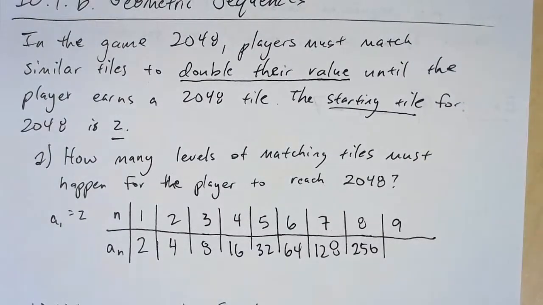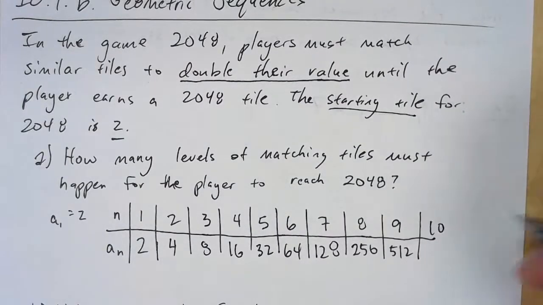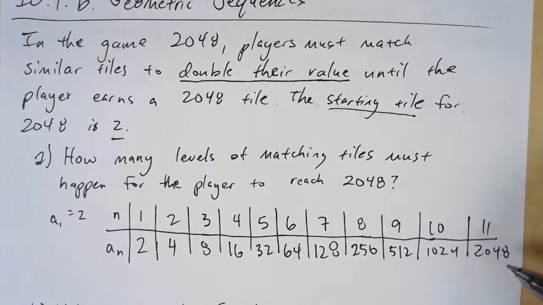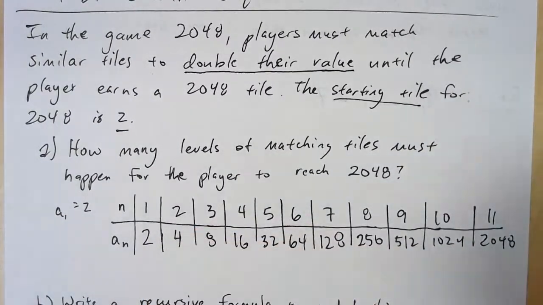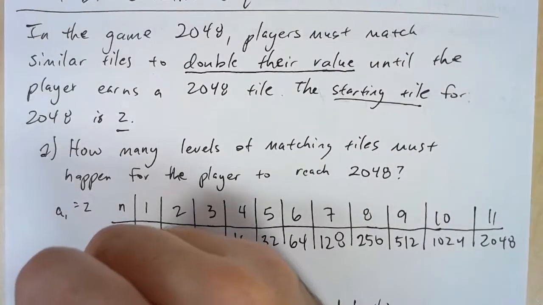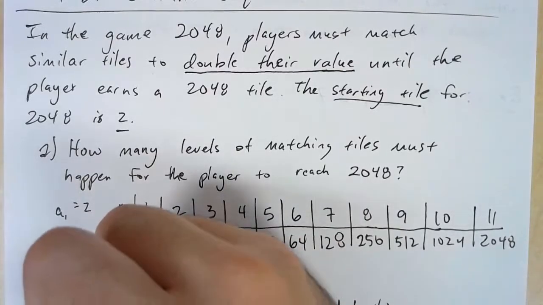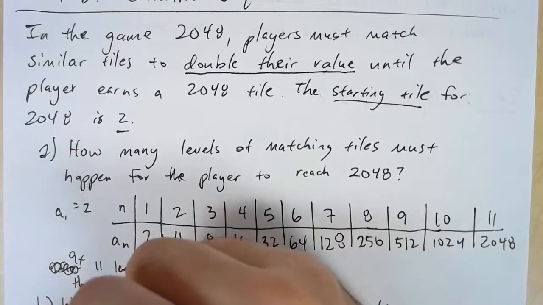9th level, we've got, let's see, 256 times 2, breaking out my calculator now. I think it's 1024, or, oh, nope, forgot 512. 512. 10th is going to be 1024. That says the 11th level is when we get 2048. So yeah, there's a bunch of them that have to go into this 1024 again. But the 11th level is going to give us 2048. So, at 11 levels, the player wins.